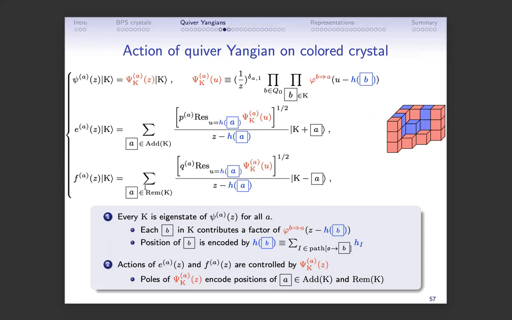Still, each crystal state is an eigenstate of all the Cartan generators. For each atom, it contributes a factor. This is unfixed yet. This is some bonding factor here. I just write it here and I will fix it later. The position is still encoded by the sum over all the equivariant weights on the arrow. Again, we want the action to be controlled by this charge function here.